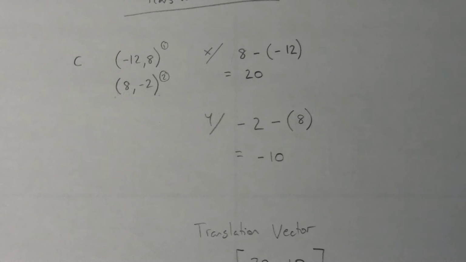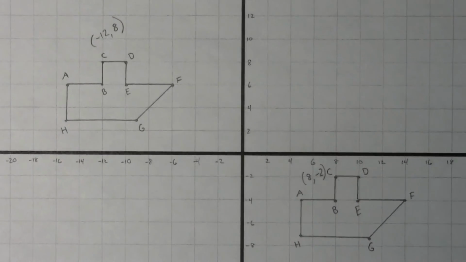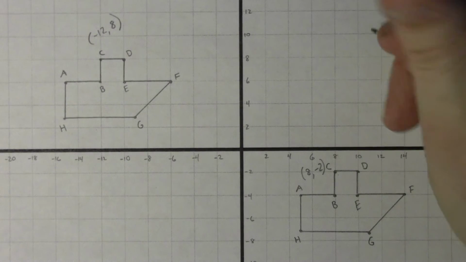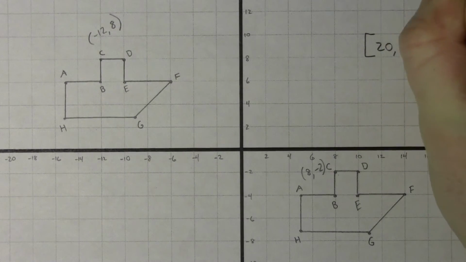Yeah? Okay, so now every single coordinate that I have here, all I would have to do is have my translation vector of 20, negative 10.